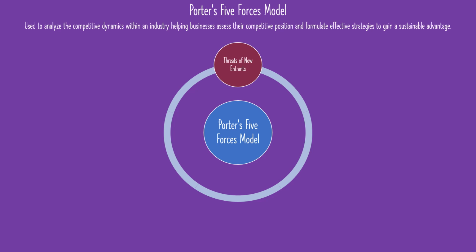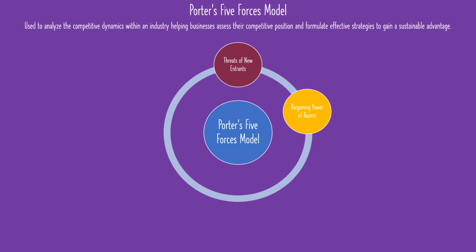Bargaining power of buyers. Examining the power customers wield in the market. Factors affecting buyer power include the concentration of buyers, switching costs, and availability of substitutes. High buyer power allows customers to dictate terms, leading to price pressure and reduced profitability for firms.